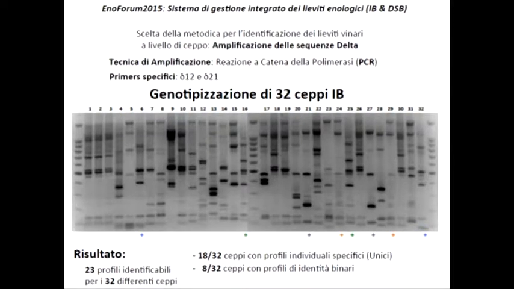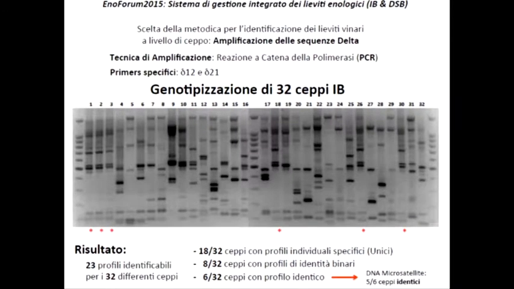On the other hand, 8 strains actually had binary identities. You see the light blue one and the other light blue one. They basically overlap, and this overlapping can be due to an identity of strain or to a double isolate. We did not investigate that, but this is what we obtained.